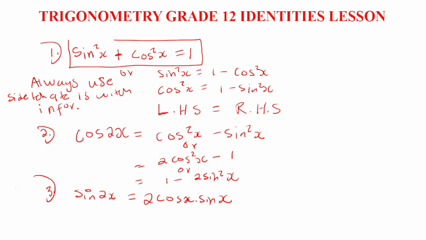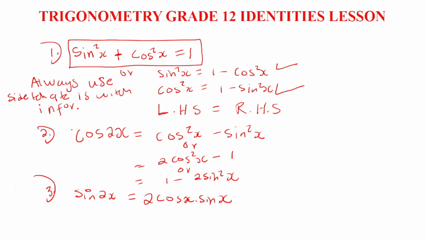They are there on your formula sheet. The first one is sine squared x plus cos squared x is equal to 1, and you also know that it can also be changed into this, and it can also be changed into that. With identities, you need to prove that the left hand side is equal to the right hand side, but in some instances, as you will see when you do examples, you will be required to prove that the right hand side is equal to the left hand side.